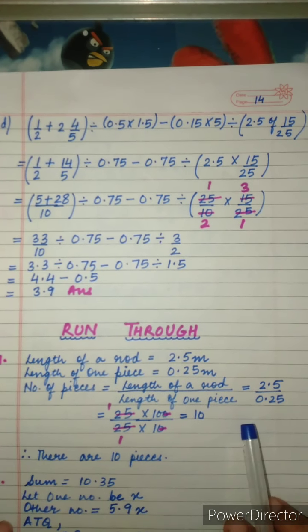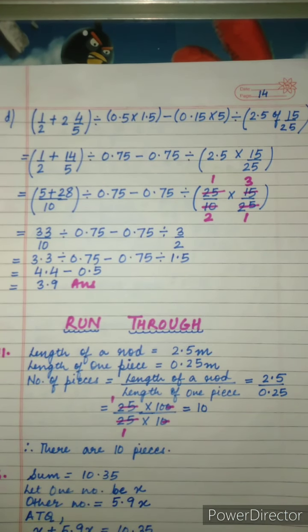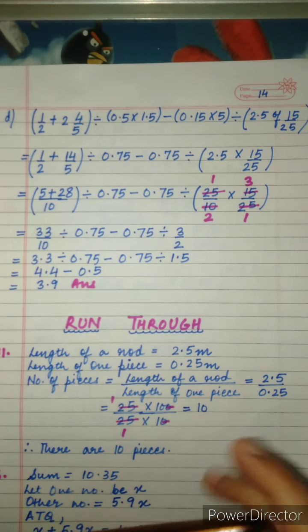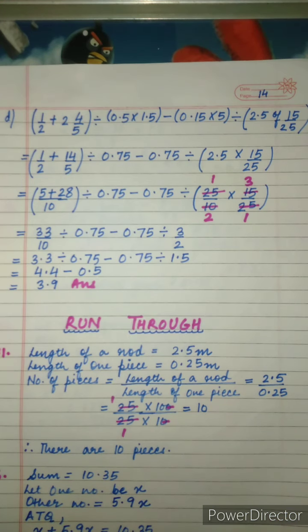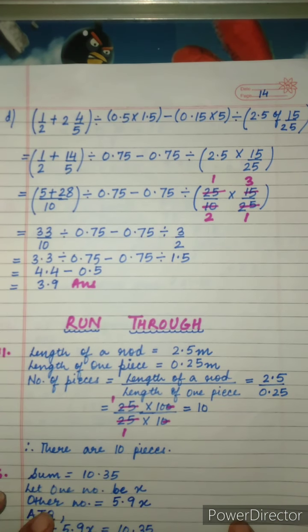Now coming to run through, we have question number 11. So we are going to take certain questions which you might find difficult to do. Question number 11: a 2.5 meter long rod is cut into a few equal pieces. If each piece is 0.25 meter long, find the number of pieces.